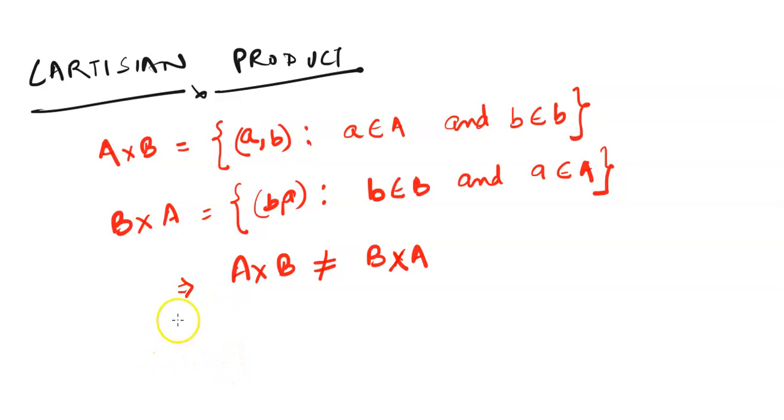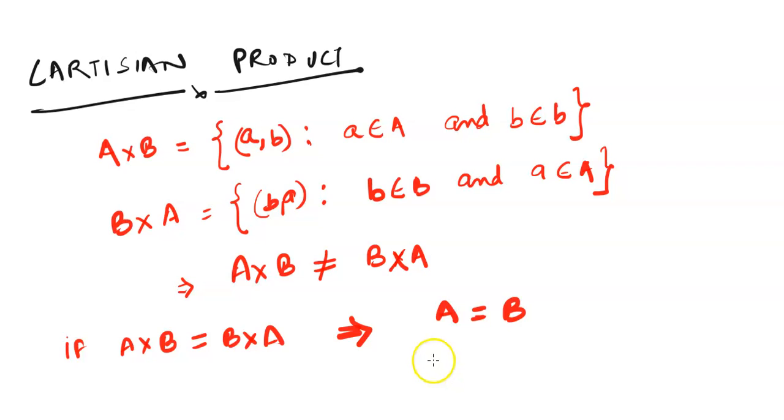The only time A cross B will be equal to B cross A is if A cross B equals B cross A, which implies A equals B. So with this we conclude the Cartesian product, and we also conclude different properties of sets. So we conclude sets. In the next lectures we will talk about relations.